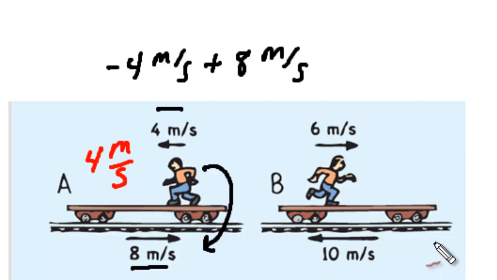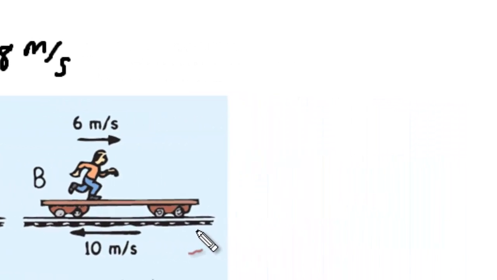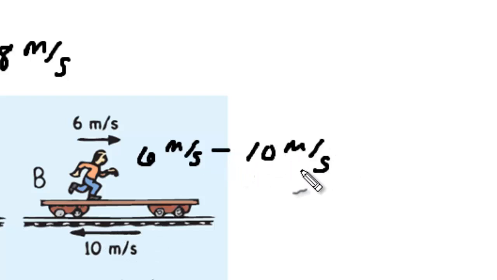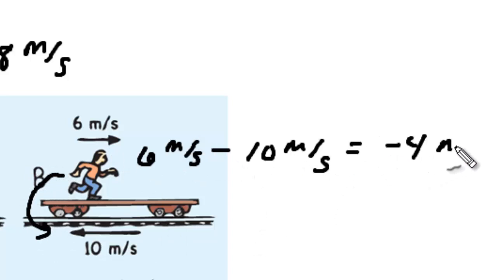Let's look at situation B. This is an active guy. Here he's going 6 meters per second to the right relative to the railroad car. So we have a positive 6 meters per second. The railroad car is going to the left at 10 meters per second, so it's a negative 10 meters per second. So the gentleman's speed relative to the ground is equal to 6 minus 10, or a negative 4 meters per second.